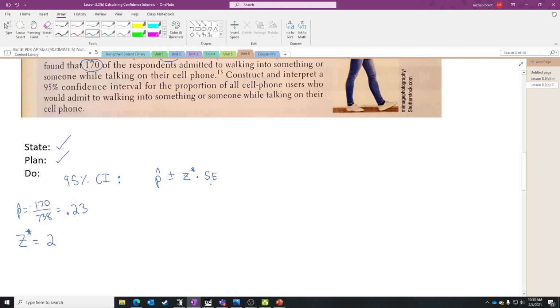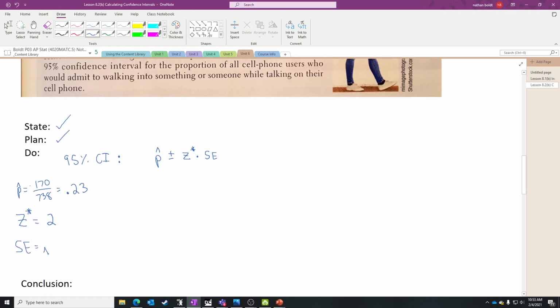And last, we need the standard error. What is the standard error? It is the square root of p-hat times q-hat. So 0.23 times 0.77, divided by our sample size, which is 738.